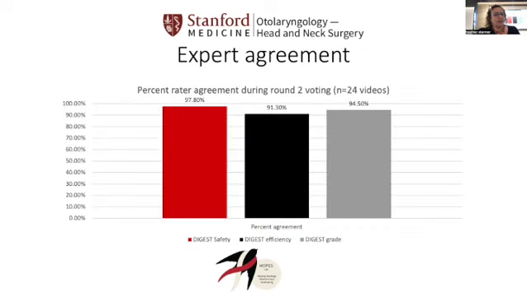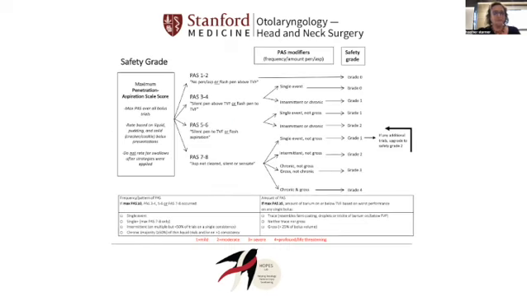And what we found was that we had quite good agreement on that second round of voting, more than 90%. We can see the strongest degree of agreement was for the safety scale, which is what we would have anticipated and have seen in subsequent studies, which we'll talk about.